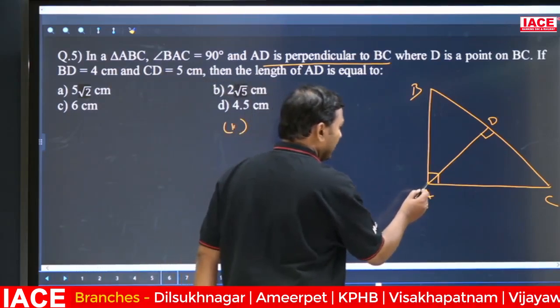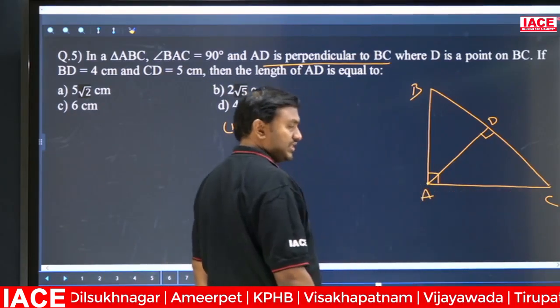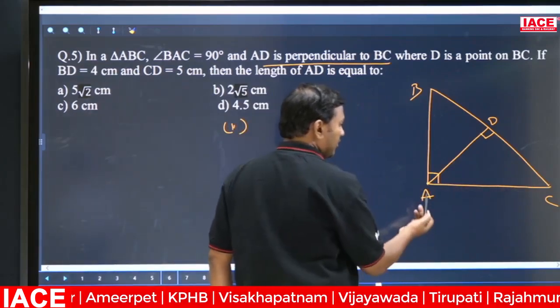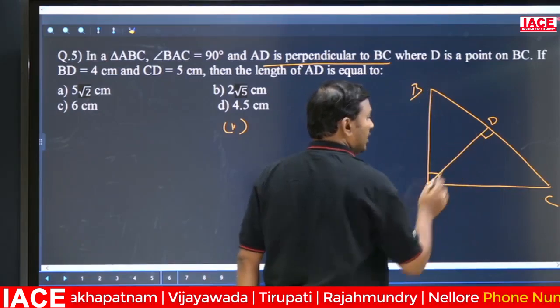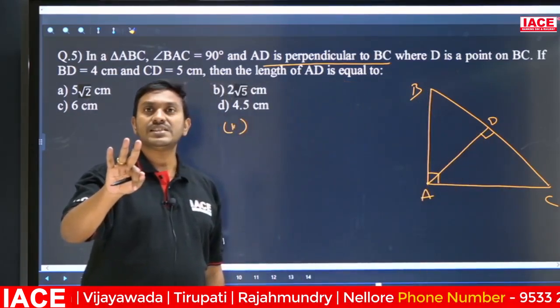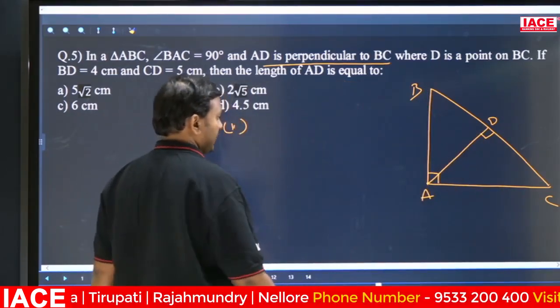From the right angle triangle, 3 lines are there. One is AC, another is AB, and from A there is AD. So AC, AB and AD, 3 lines are there. With 3 lines, 3 formulas are there. What are the formulas? First one, AC.